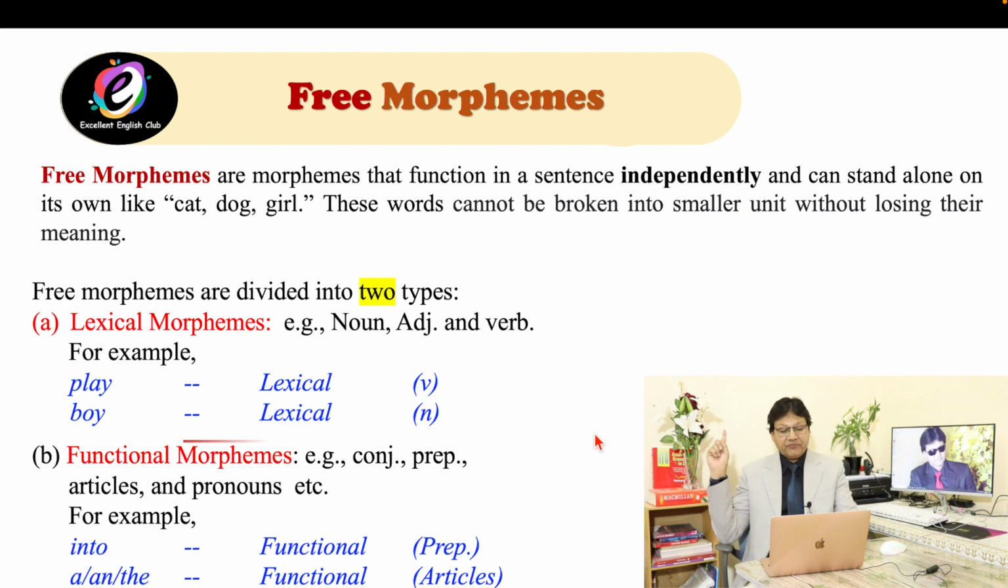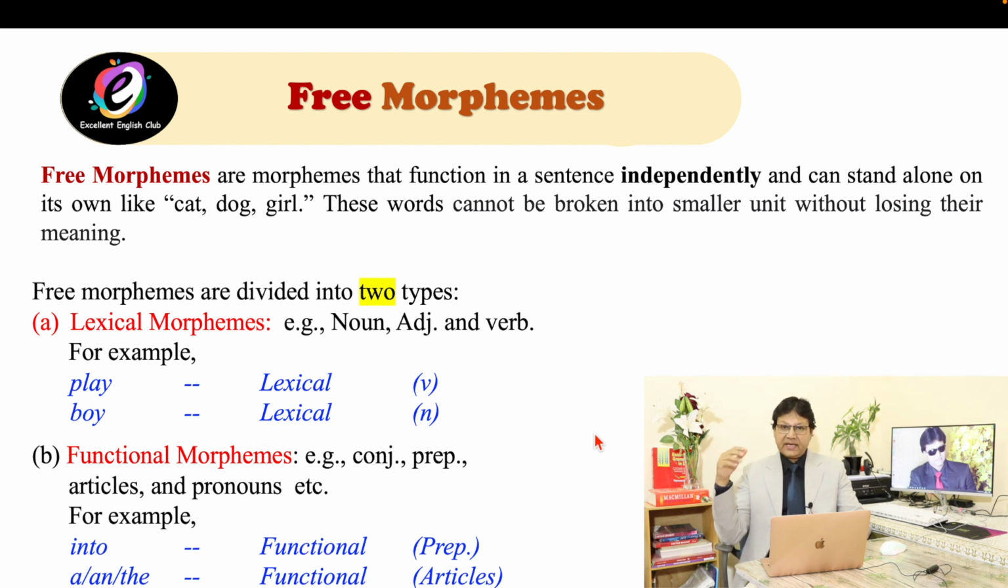Number two is functional morpheme. Functional morphemes are like conjunctions, prepositions, articles, pronouns, the words which function. There are two types of words, main words and functional words. Main words are lexical words and functional words are conjunctions, prepositions, articles, pronouns, etc. Here are the examples. Look, into is functional and it is a preposition. A and the are also functional and they are articles.